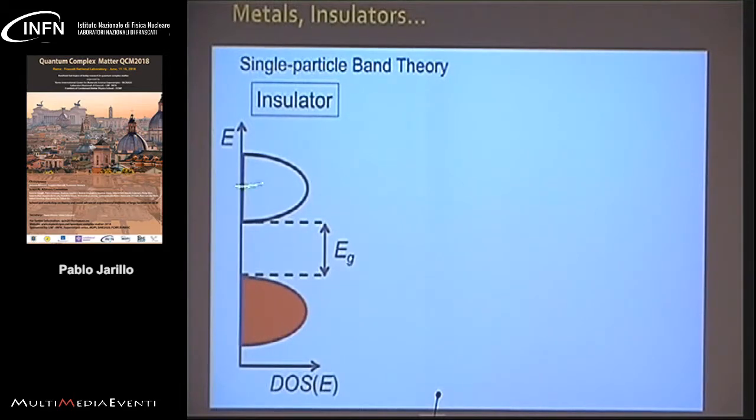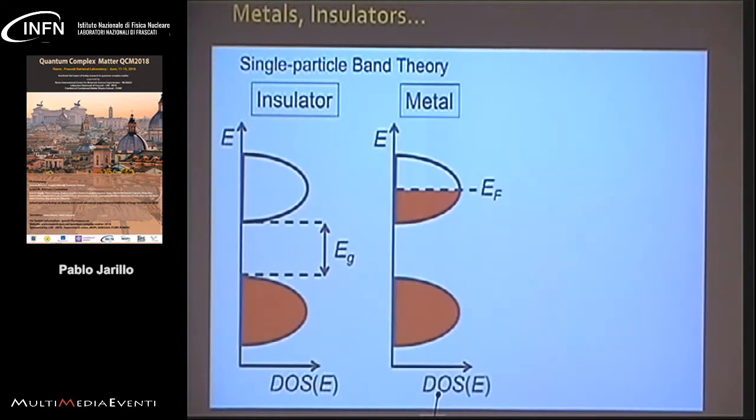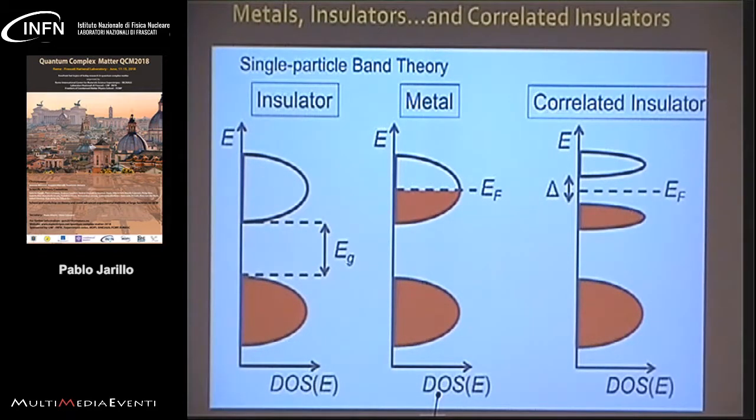Now, if you have a material where this band is partly occupied, you have electronic states at infinitesimally low energy available to conduct, and you have a metal. Sometimes you have a situation where your band is, let's say, half occupied, so it should be a metal, but you do not have a metal, you have an insulator. These are correlated insulators.